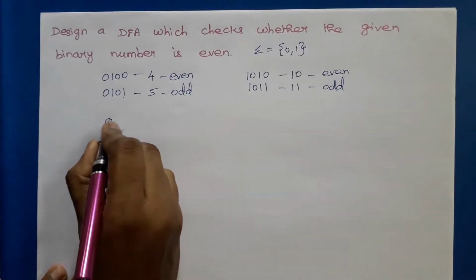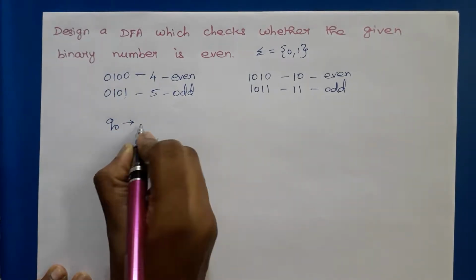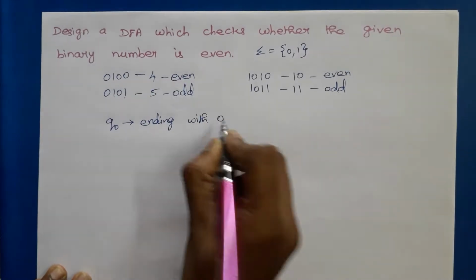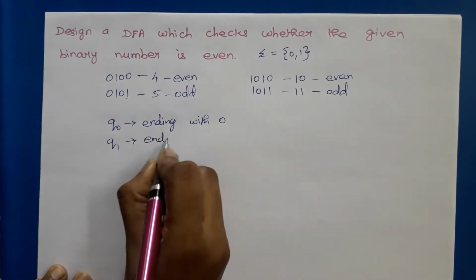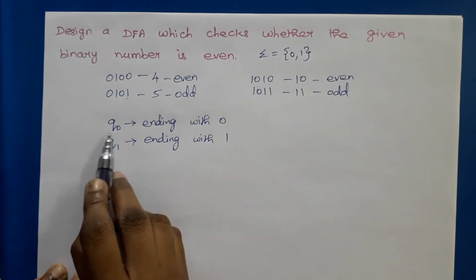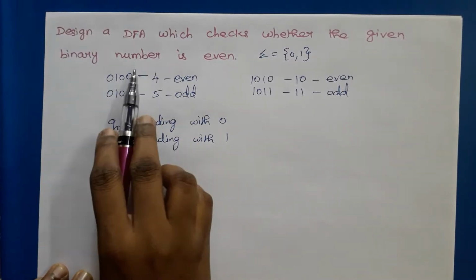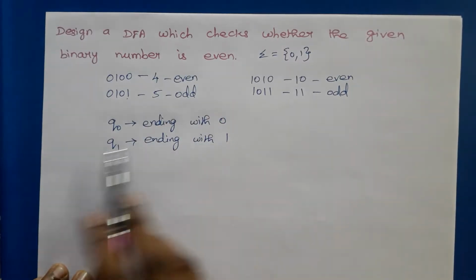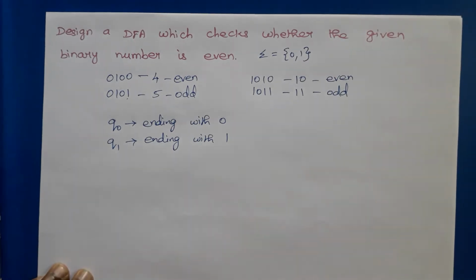So we are going to consider Q naught for all the binary strings ending with 0, and consider Q1 for strings ending with 1. Q naught is also the start state as well as the final state, because we are going to check whether the binary number is even. So the string ending with 0 is a final state. Q naught is both the start state as well as the final state.